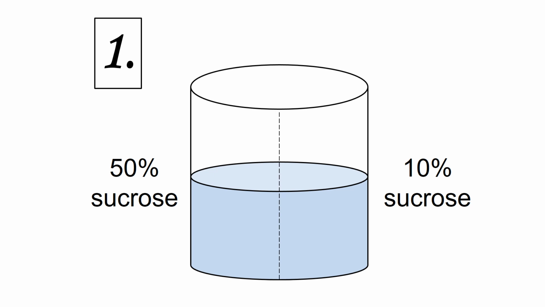So number 1. Just to give you an idea of the percentages, the solution is 50% sucrose. That means it's half sucrose and half water. So hopefully you can work out which is going to be the more dilute solution, or which one has more water, and what way the water is going to move. So that's number 1.